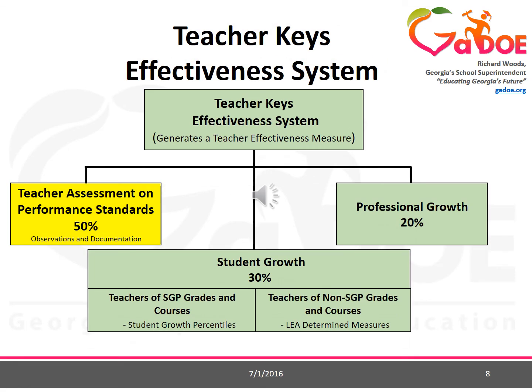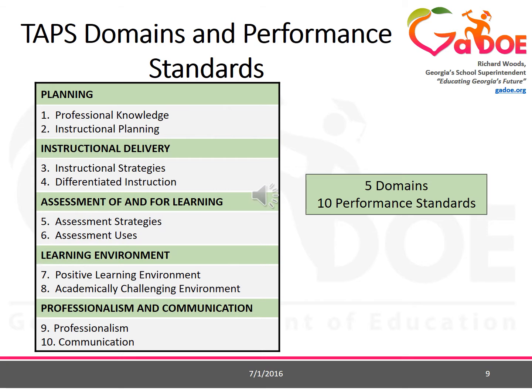The first piece of the evaluation that we're going to talk about is the teacher assessment on performance standards, or the classroom observation. That's the piece that weighs the most. That piece is worth 50% of your evaluation. When administrators come in to observe you, they're going to observe you based on the 5 domains and 10 performance standards of the TKES evaluation.